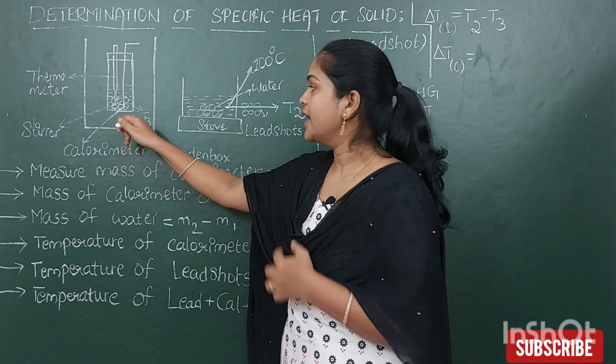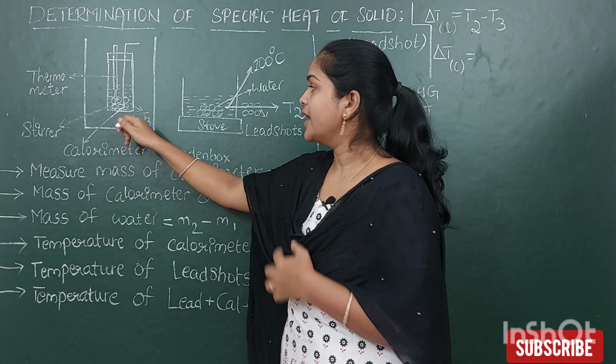Yes. So what is the mass of lead shots? It is M3 minus M2, multiplied by the specific heat of lead shots, denoted by SL. Next, the difference in temperature of lead shots. What is the difference in temperature of lead shots? It is T2 minus T3.